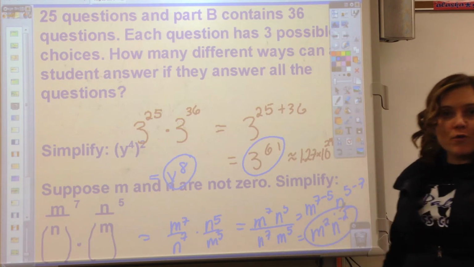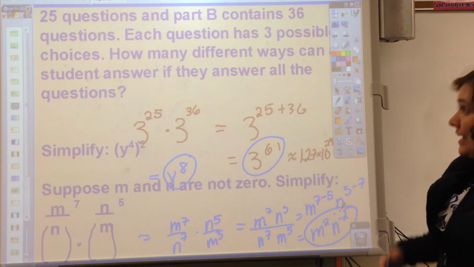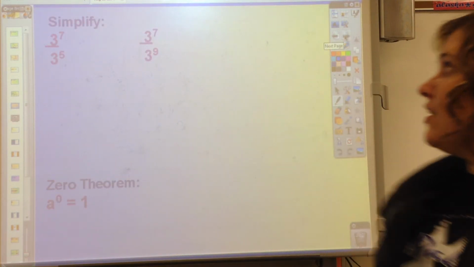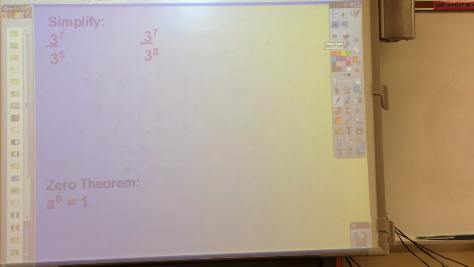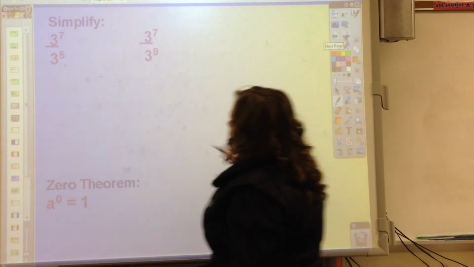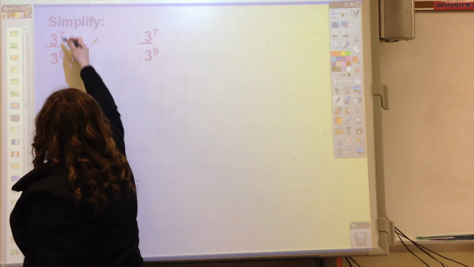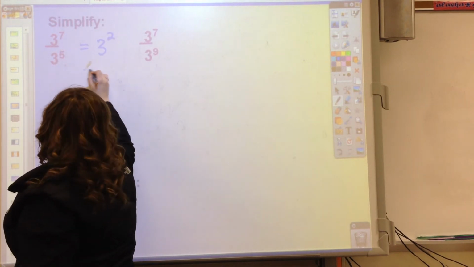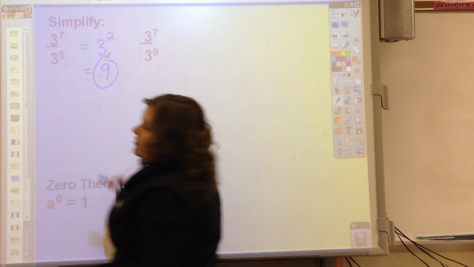Now we're going to talk more about negative exponents in a future section. But for now, I'd like you to write down these 3 questions and simplify. We get, I'm dividing, I get 3 squared. Does everyone agree 7 minus 2 is 3? I can simplify it, my answer is 9.